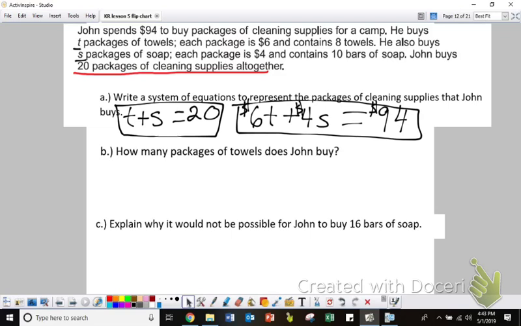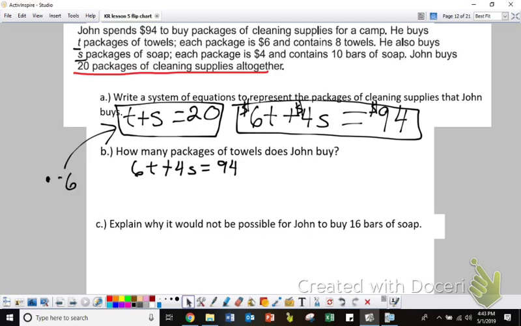We'll keep it consistent. So in order to be able to cancel out the 6's, right, we want to cancel out the t's, then I need the t plus s equal 20. I'm going to need to multiply that entire thing by -6. So rewriting the first one, I had 6t plus 4s is equal to 94. Then the second equation, again, I have to multiply this one right here.